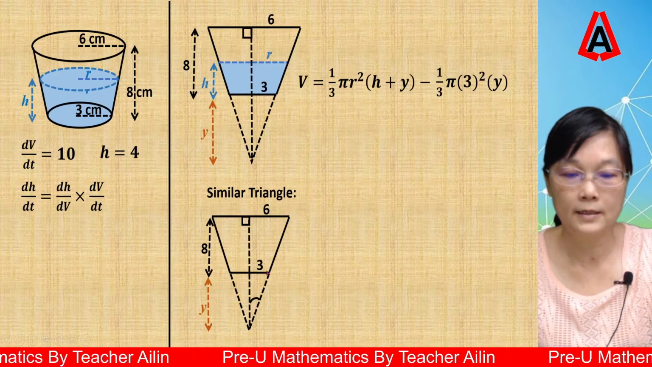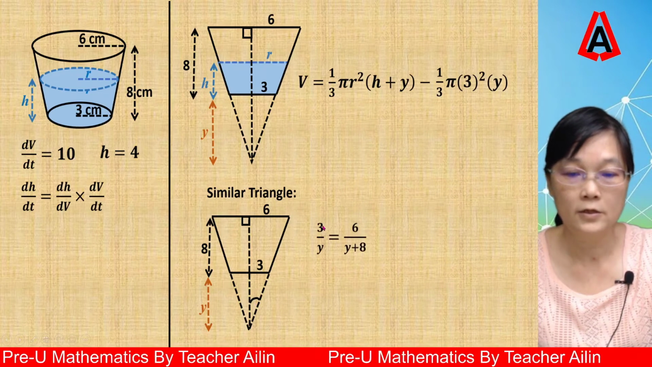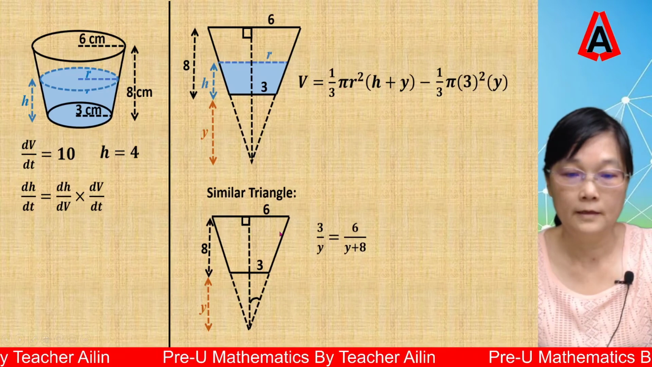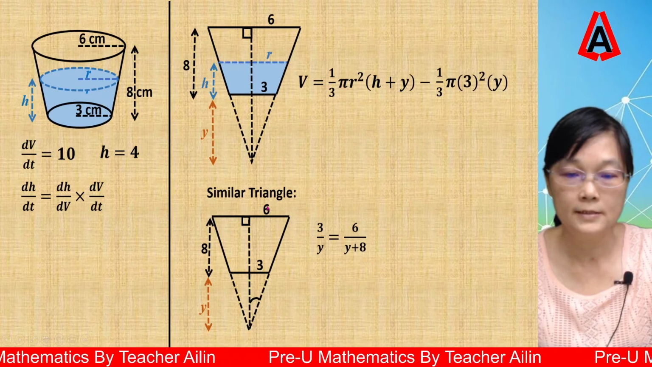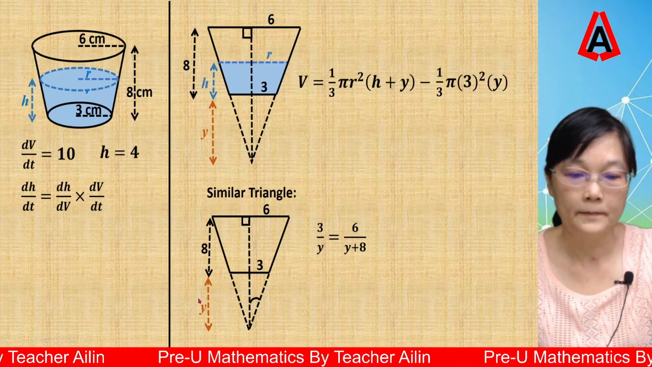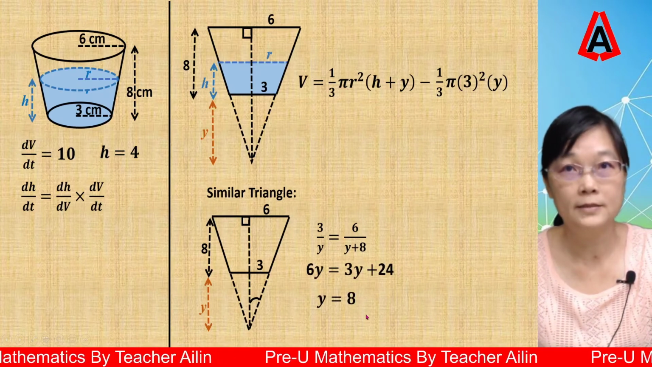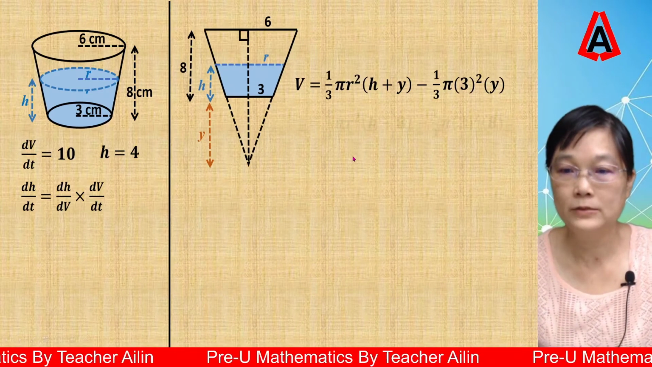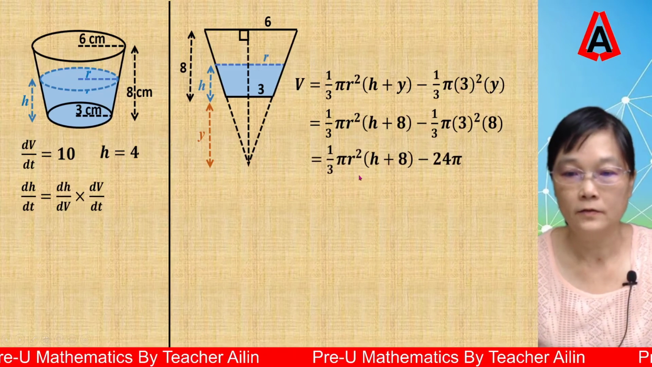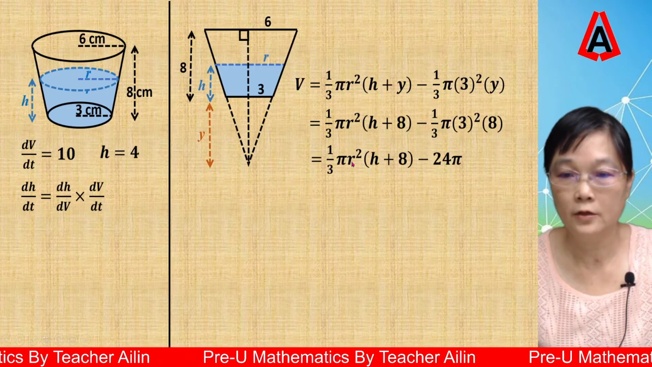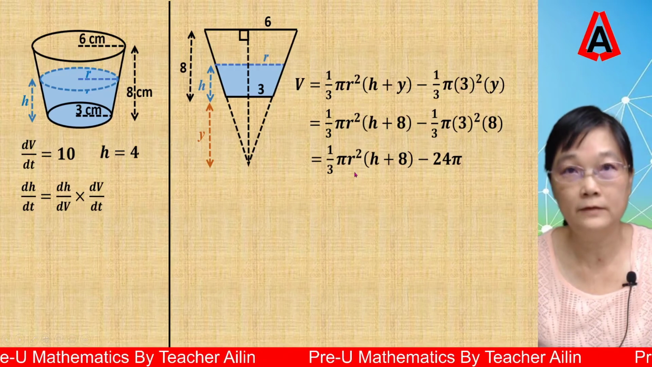By using this angle, for the smaller triangle, the tangent of this angle is 3 over y. Then for the bigger triangle, for this angle, the tangent is 6 over 8 plus y. When we simplify, y is equal to 8. Now we replace y with 8 and simplify, and we will get something like this. Now what we need to do is change r in terms of h such that we can find dV/dh.